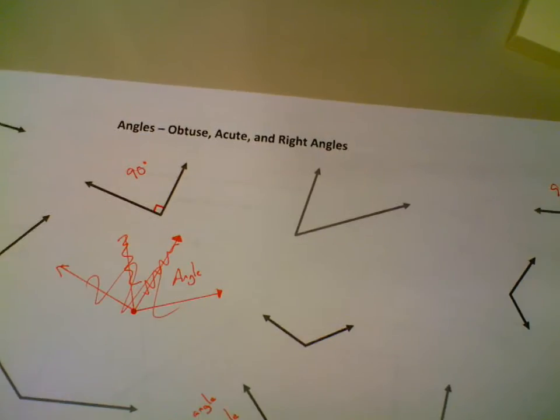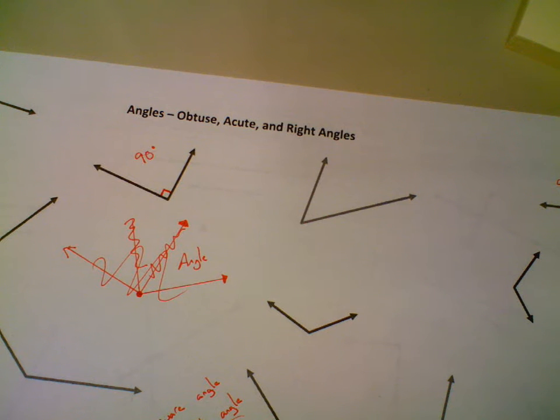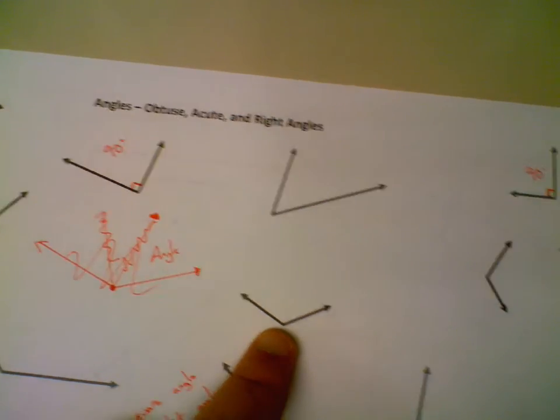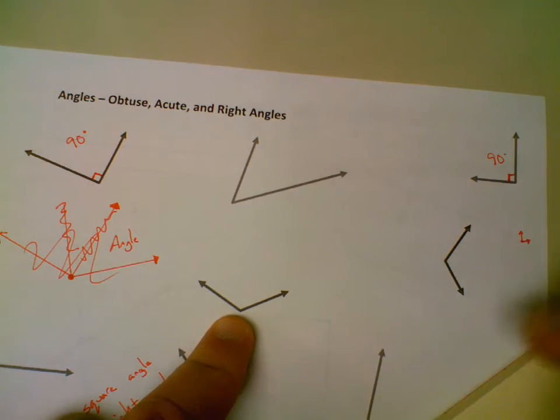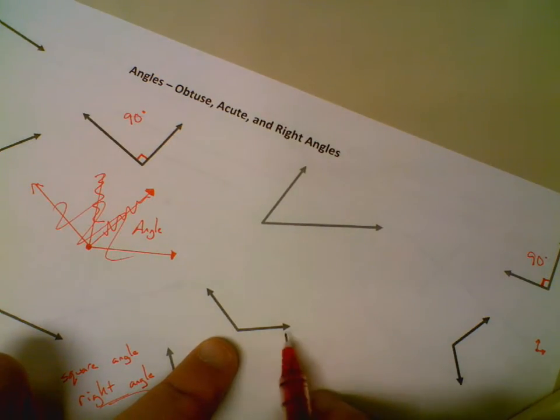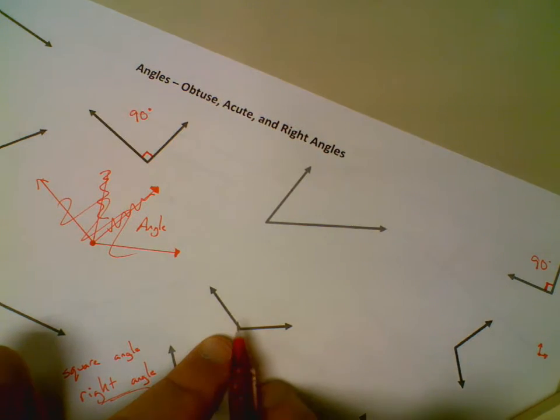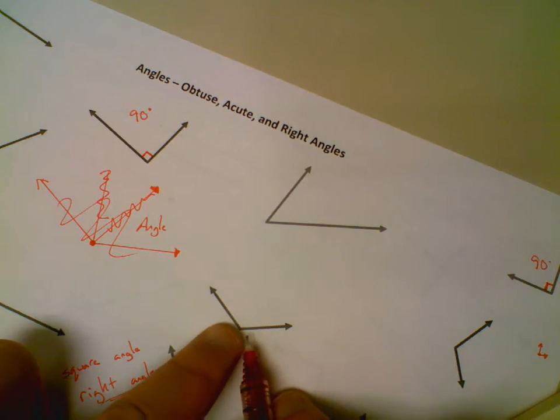Let's go a little bigger this time, okay? I think we found all of our right angles for the most part. What about this guy? So it looks like instead of this one going horizontal and this one going vertical, they kind of go away from each other.